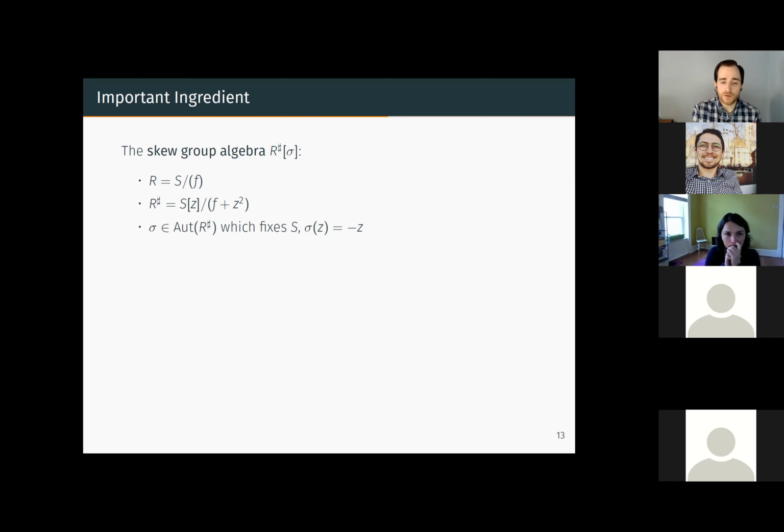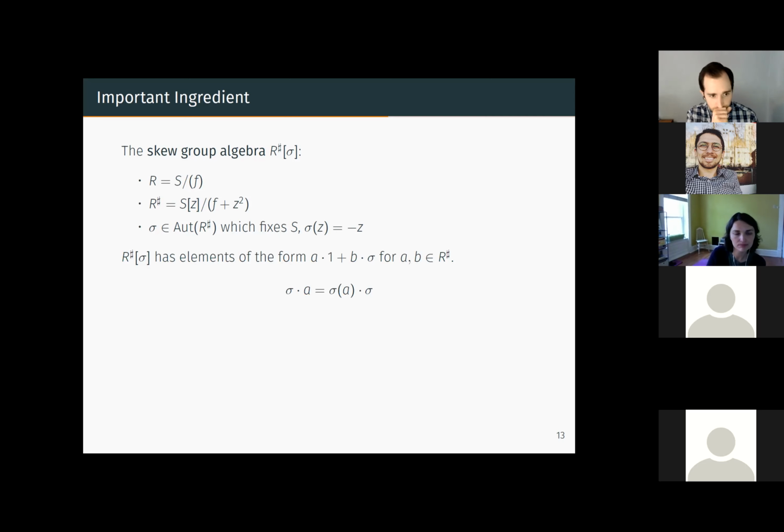It's not too different from a group algebra, except there's a twist in the multiplication. So you have this automorphism of R sharp. It's going to fix S, thinking of that as our base ring here, and it's going to send Z to minus Z. And this defines an automorphism of R sharp. And this algebra is a key component to what Knorr does.